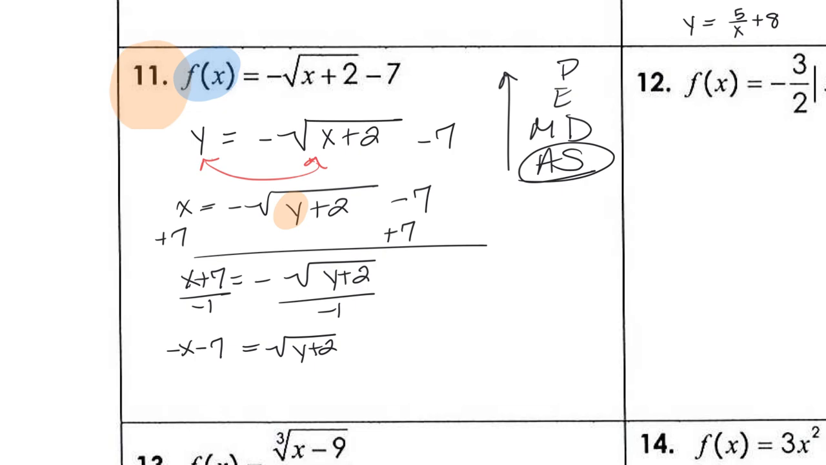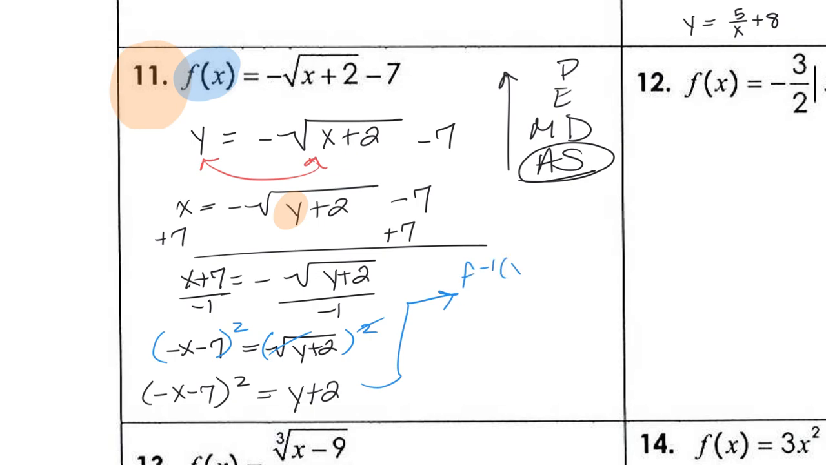I'm getting closer and closer to y. Now I have my radical by itself, so I can deal with it. That radical is a square root sign, and the only thing that cancels out a square root is squaring. So if I square both sides, then I cancel that square root. It makes that square root go away. So I currently have (negative x minus 7) squared is equal to y plus 2. So my last step would be to move the 2 away from the y, or subtract 2.